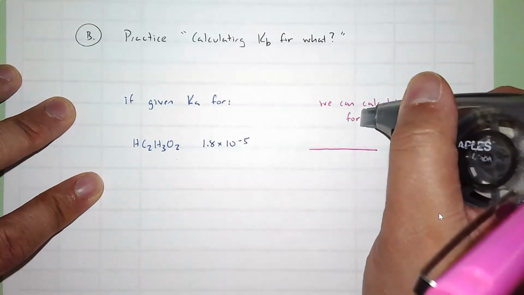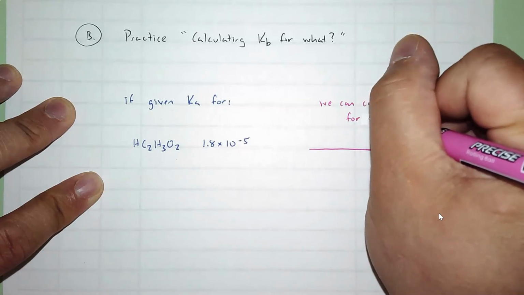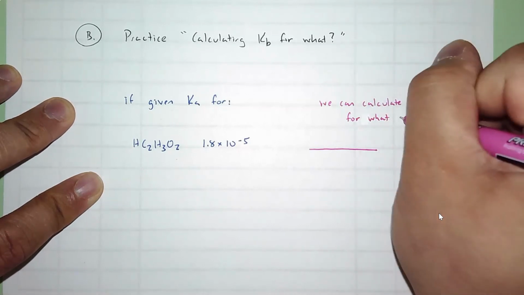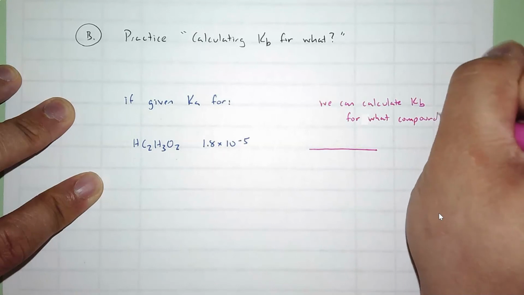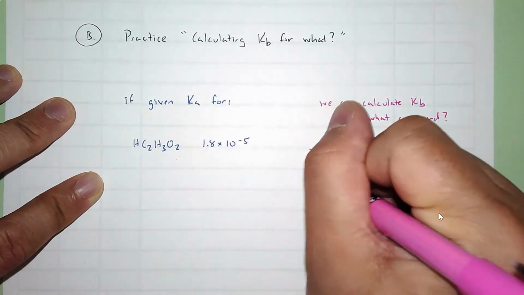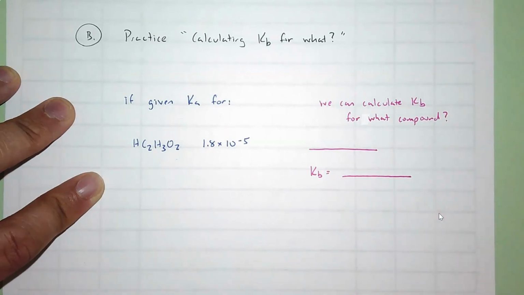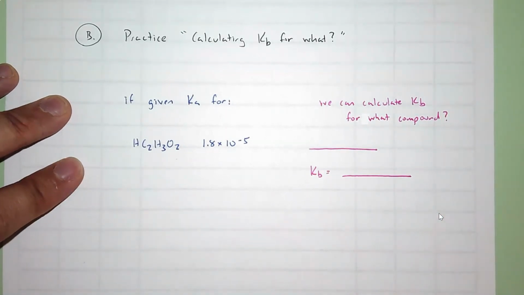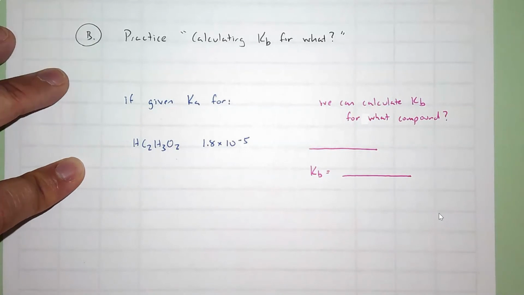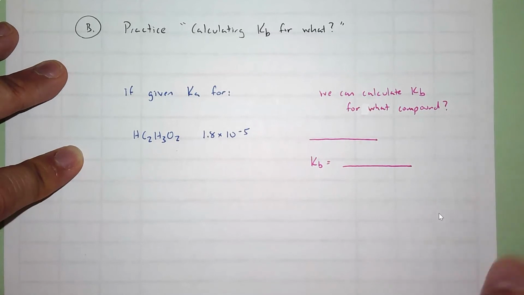Okay, do you want me to specify? I'm not going to give the answer in this video. I'm setting up the problem though. For what compound? And not only that, we could also figure out the Kb. Kb equals blank. If you understood this video, I'd watch it again. If you're a little confused, watch it again and try to answer these two blanks.